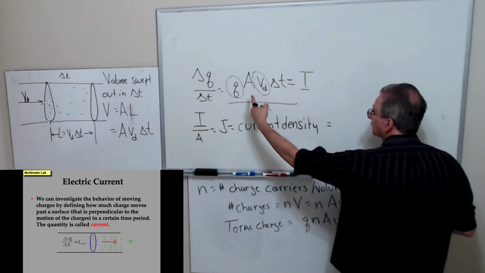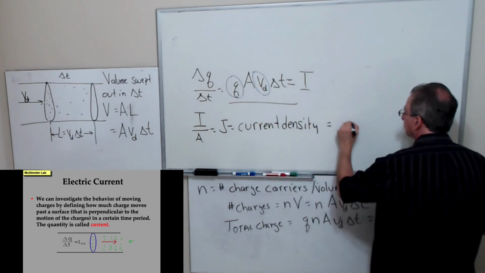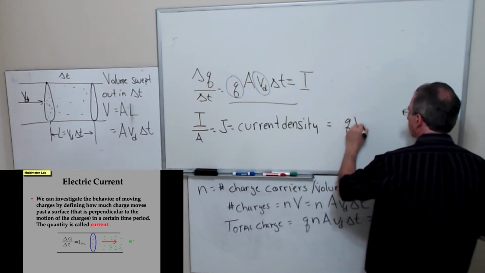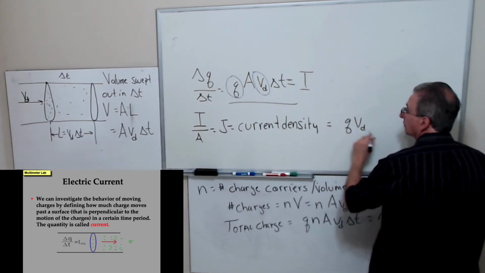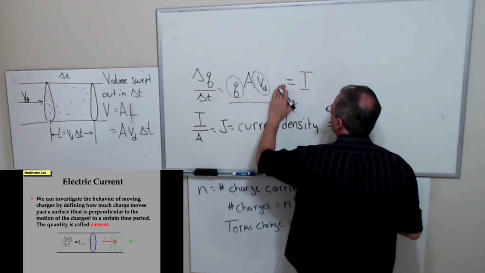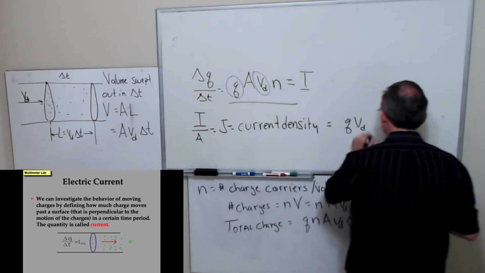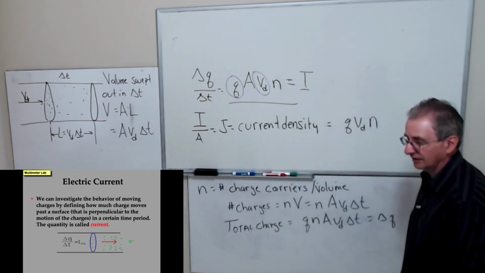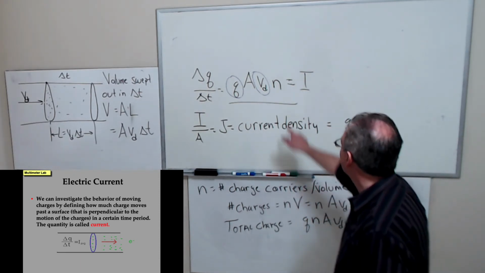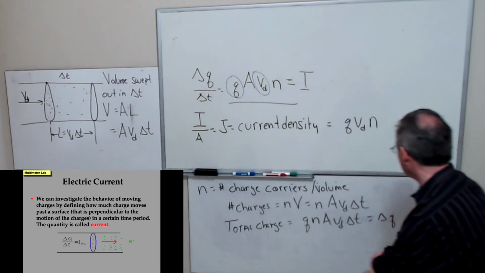So it's just I over A. Whoops. Sorry, that shouldn't have been a delta T, that should have been an N. I messed up.